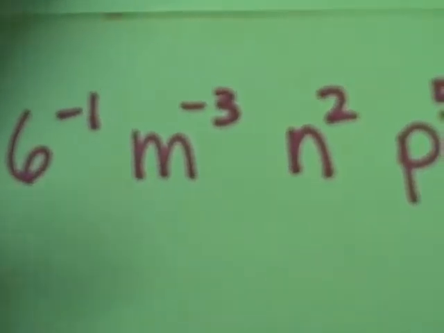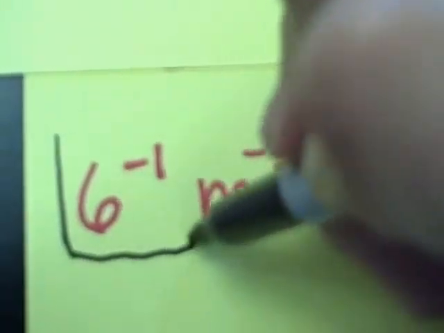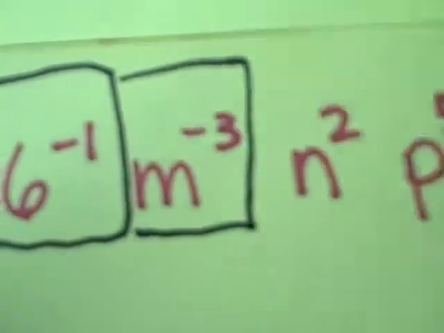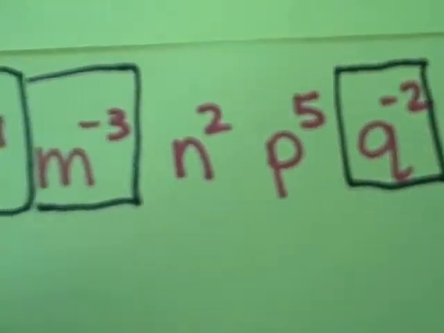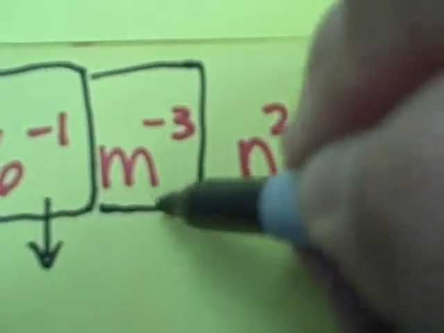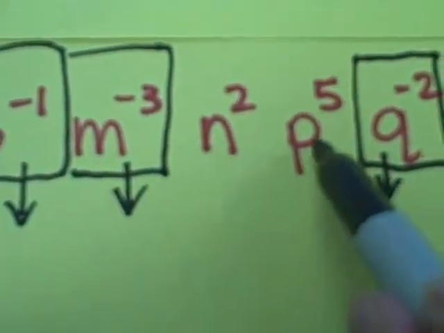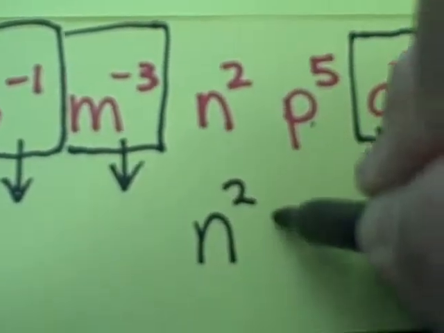All right, so the first thing we're going to do is identify the parts that have negative exponents. So 6 to the negative 1 has a negative exponent. m to the negative 3 has a negative exponent. And q to the negative 2 has a negative exponent. Those 3 things are going to move down. Because n squared and p to the 5th, nothing happens to them, they're going to stay up top on our numerator. We're going to draw a fraction line.